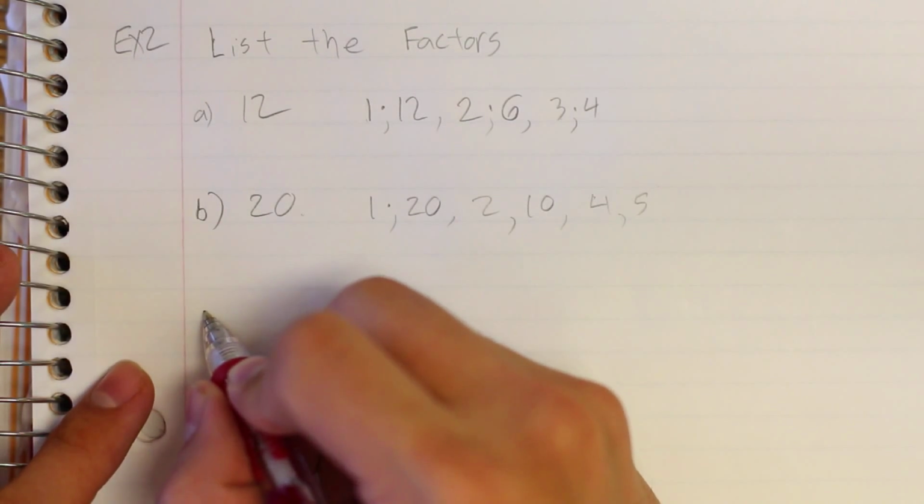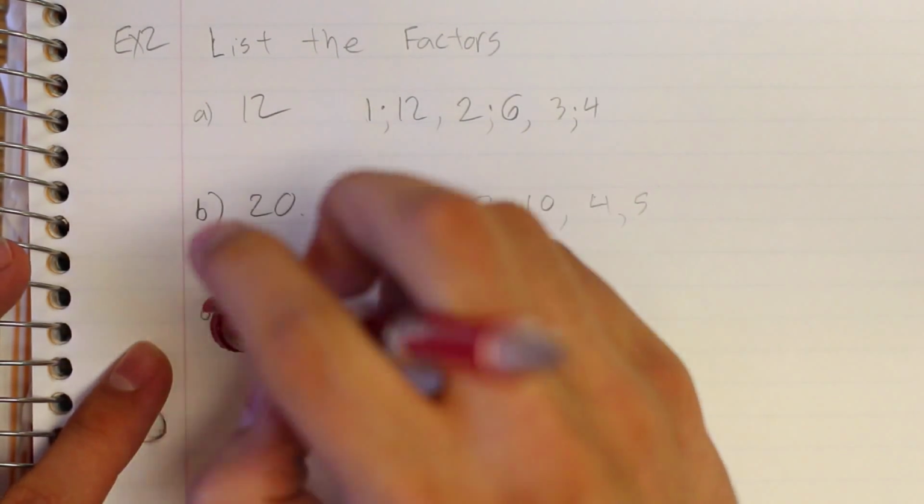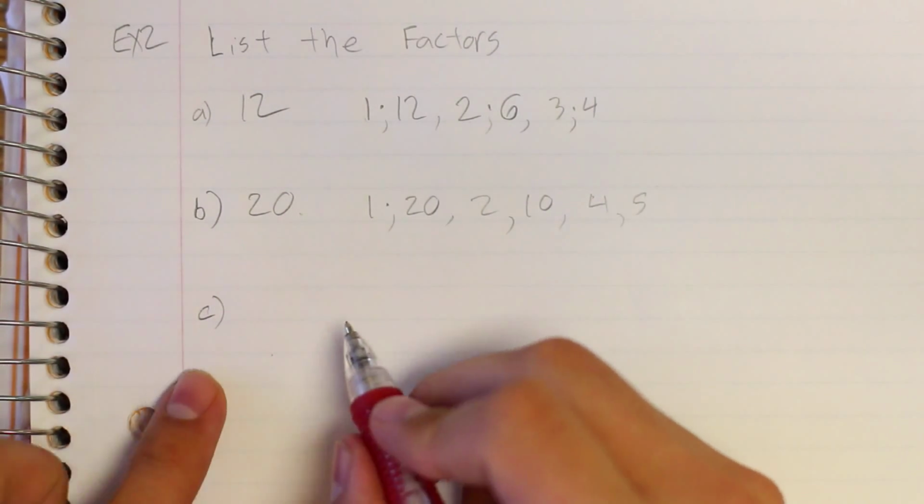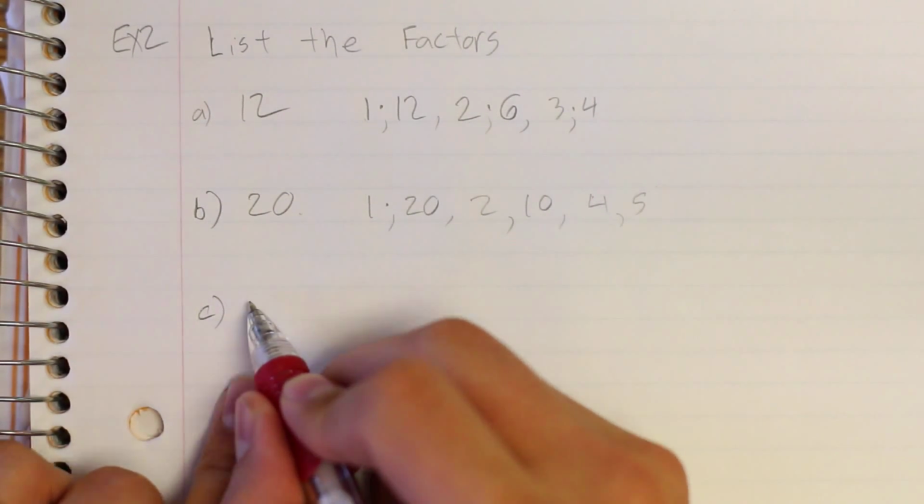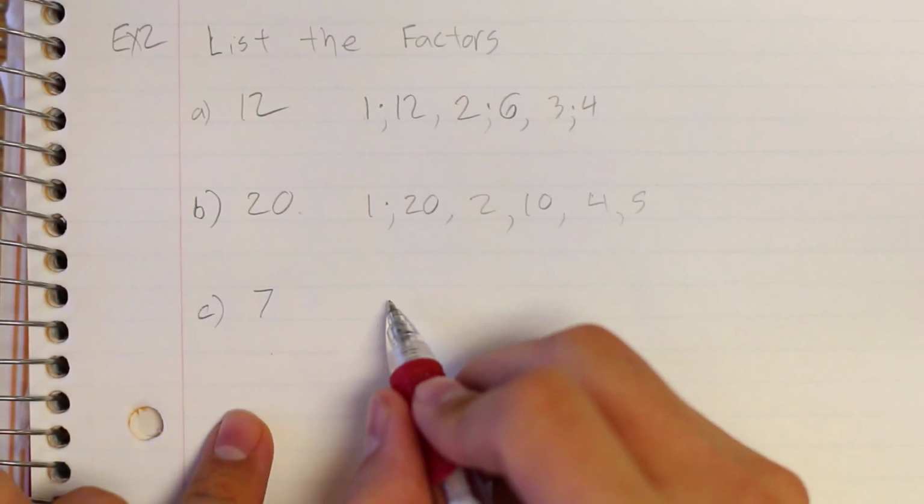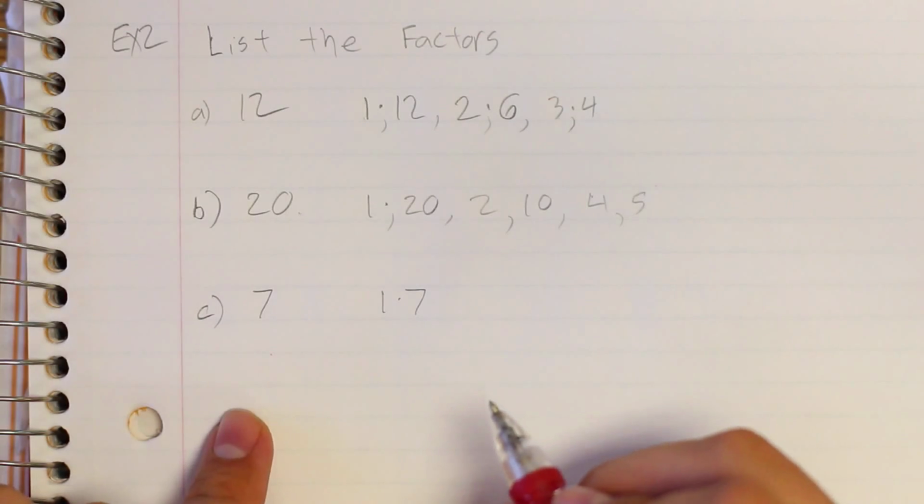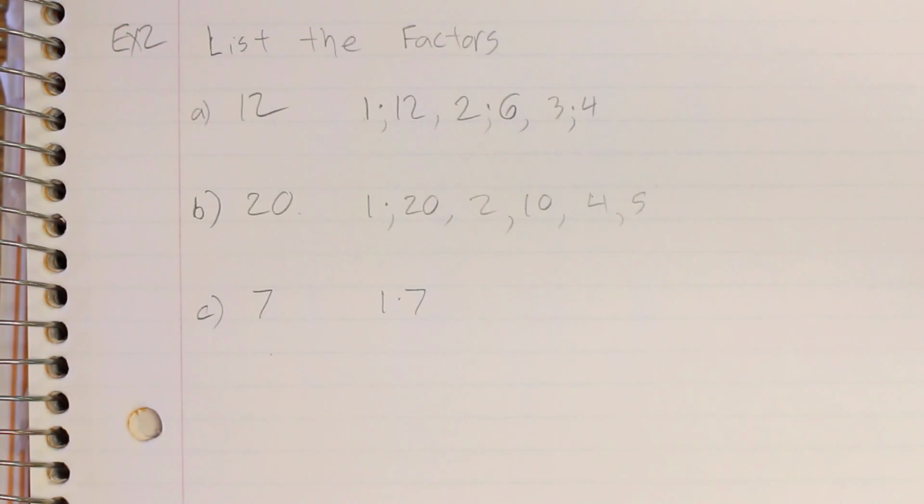Some numbers, though, don't really have many multiples at all. So, for instance, let's take a look at this one. Let's say we have a C right here, and we have 7. What's the multiples of 7? 1 and 7. That's it. And we'll discuss what that is in just a minute.